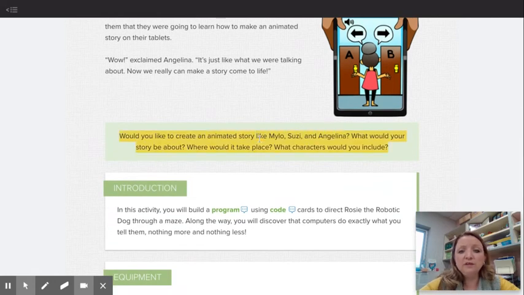Would you like to create an animated story like Milo, Susie, and Angelina? What would your story be about? Where would your story take place? And what characters would you include?